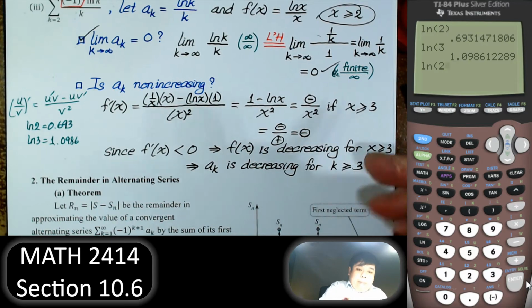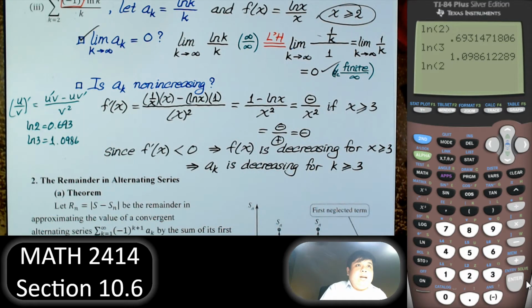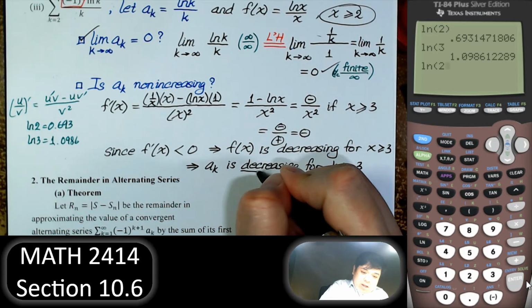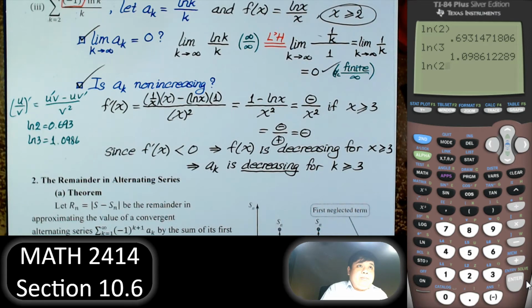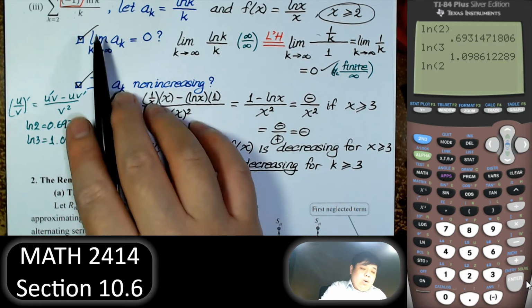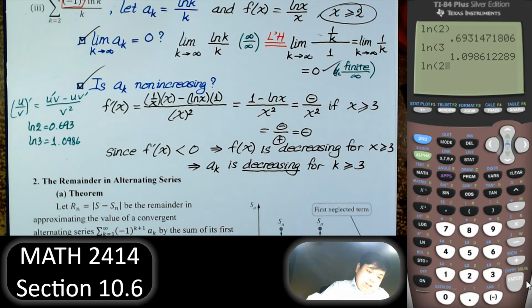So that's the association between the sequence and the series. And because it is decreasing, then it is also non-increasing. So those two are checked. So the series is convergent.